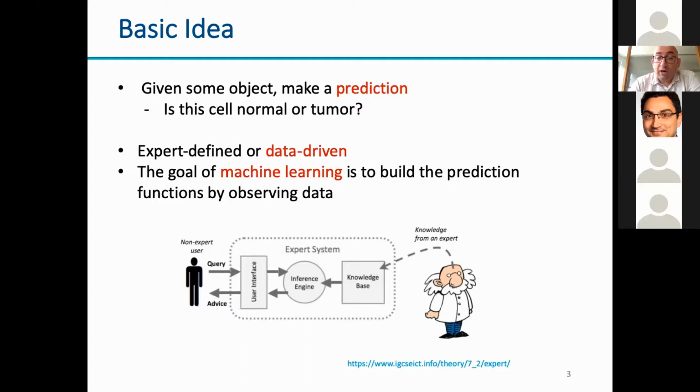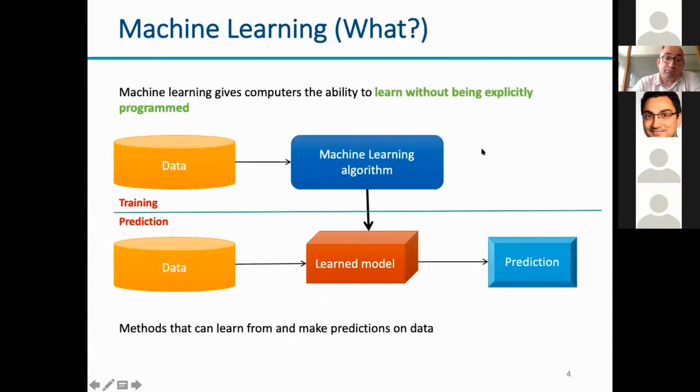It is a well-known approach for this prediction, and most expert systems are based on this model. But the goal of machine learning is to learn the function, I mean the prediction function, by observing data. We want to learn a function which maps the data to the prediction space, and the machine learning algorithm tries to learn this function by using these data. So in machine learning, we can give computers the ability to learn without being explicitly programmed.